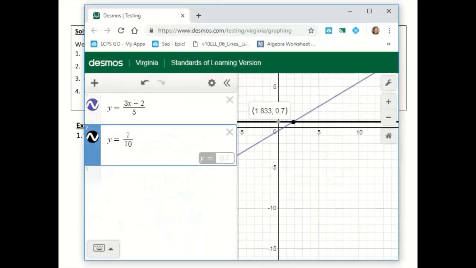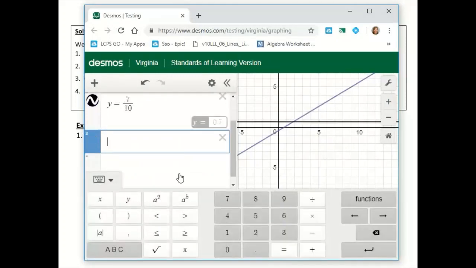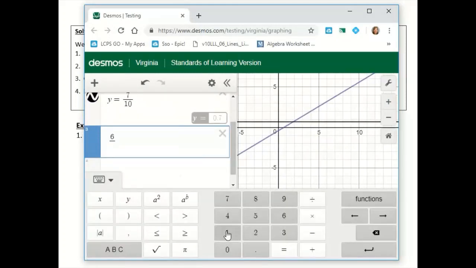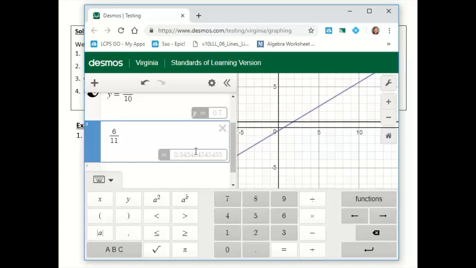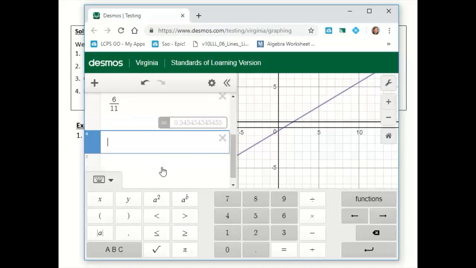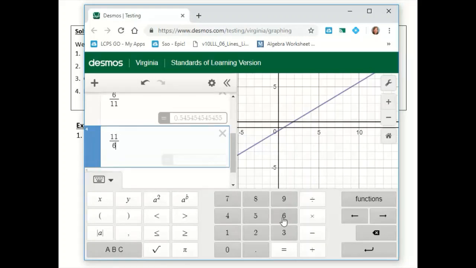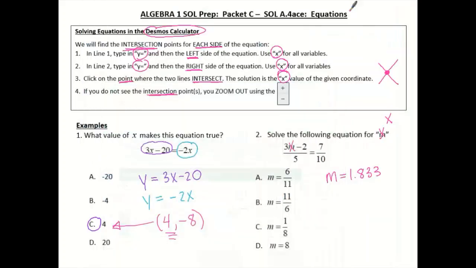So go back to Desmos, and I'm going to type in my first answer, which says 6 over 11. And I see that they don't match. I'm looking for that 1.833. And then my multiple choice B says 11 divided by 6. And there it is, 1.8, and then the 3's are repeating. So that is going to be your answer there, choice B.